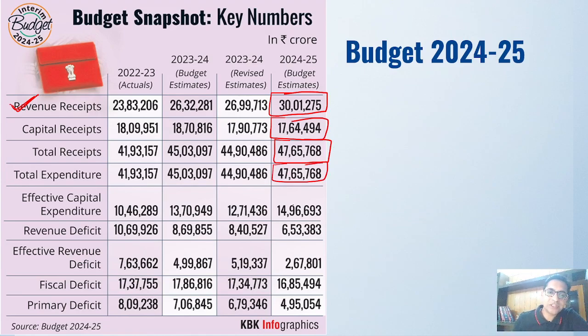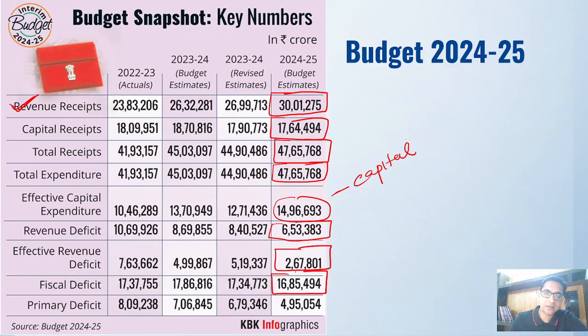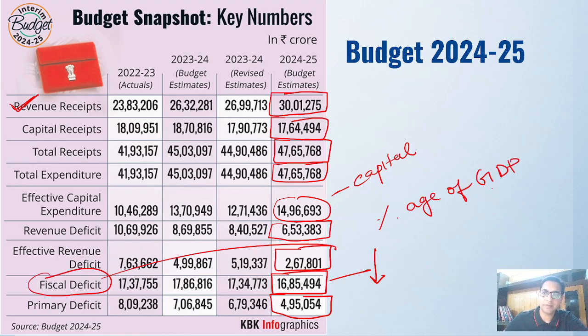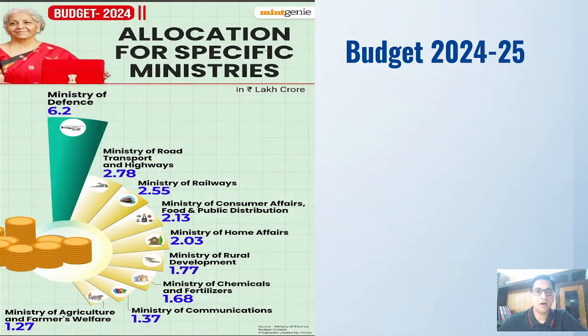And capital expenditure will be 14.96, that means for capital creation and resource creation. Revenue deficit is 6 lakh 53,000 crore and effective revenue deficit is 2.67 lakh crore. Fiscal deficit is 16 lakh 16.85 crore and primary deficit is 4.95 lakh crore rupees. So fiscal deficit we have to remove, and fiscal deficit is always compared as a percentage of GDP. Okay, then you should know which ministry has got the maximum allocation.